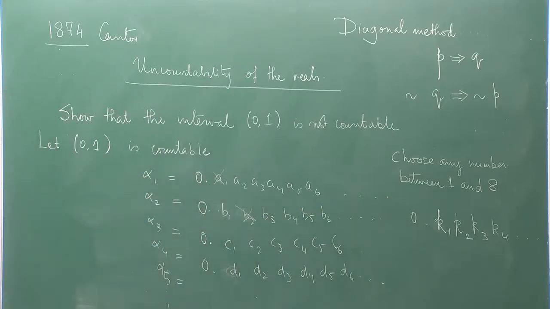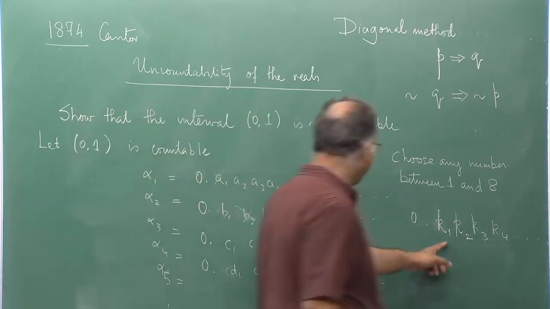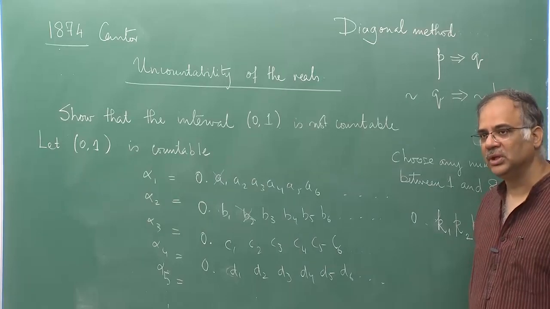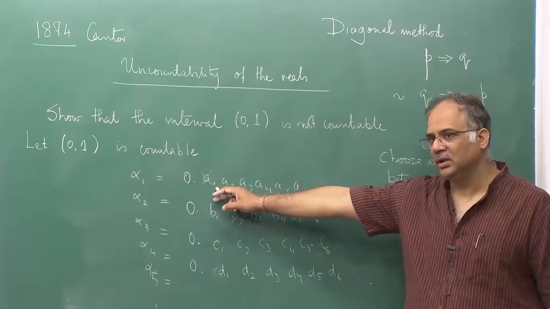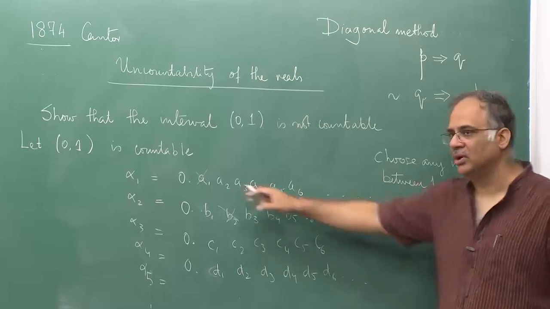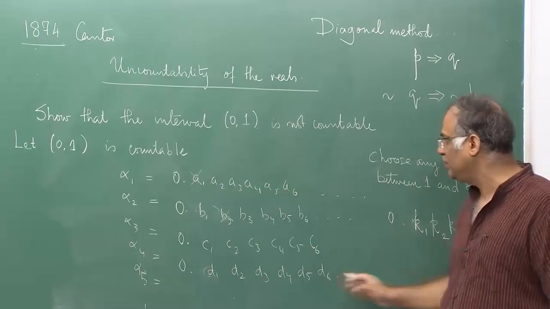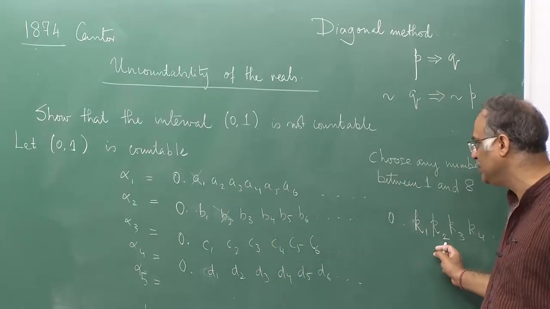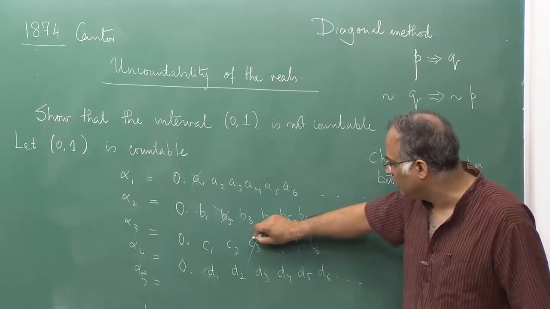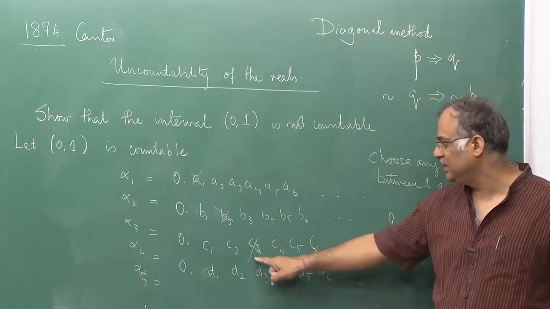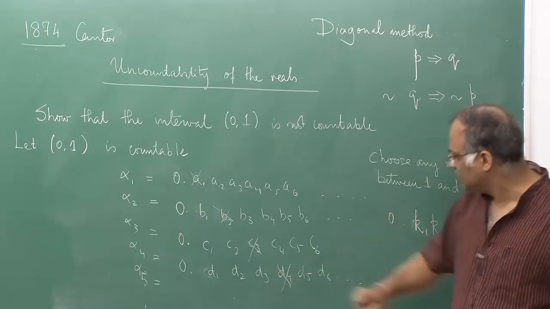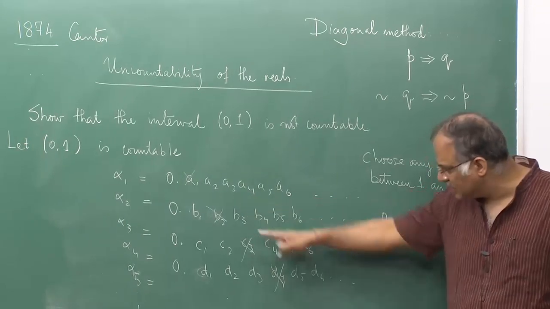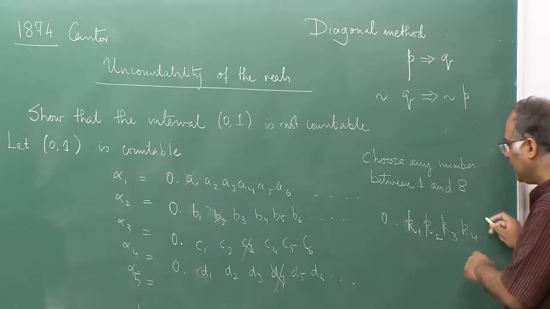So what you have done, this number cannot be the first number, because the first number K1 is not same as A1. It cannot be the second number, because K2 is not same as B2. It cannot be the third one, because the third number K3 is not same as C3. It cannot be the fourth one, because it is not same as D4, and so forth. So finally, we have created a number.